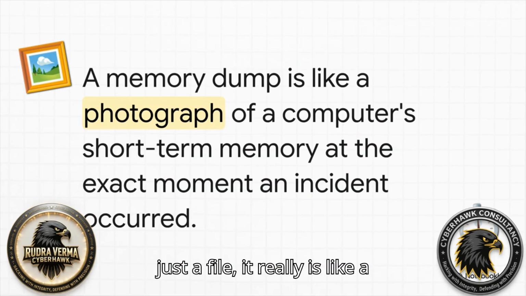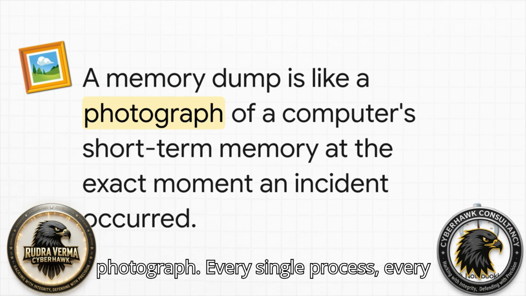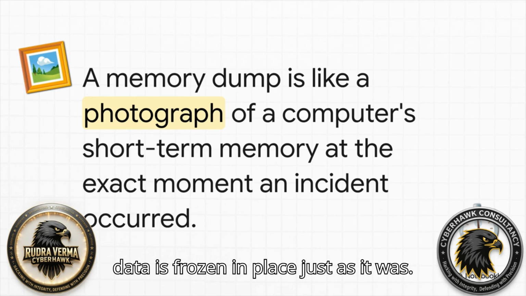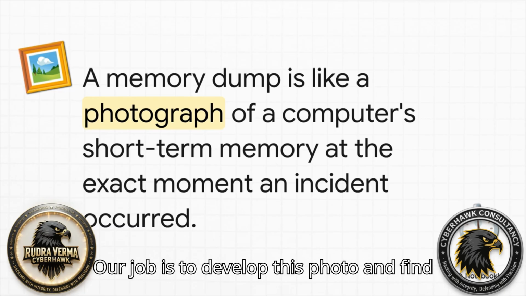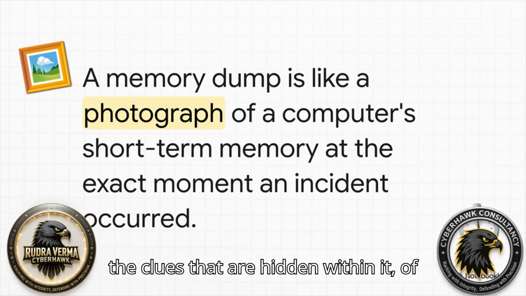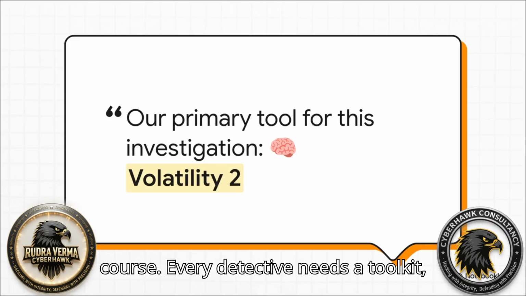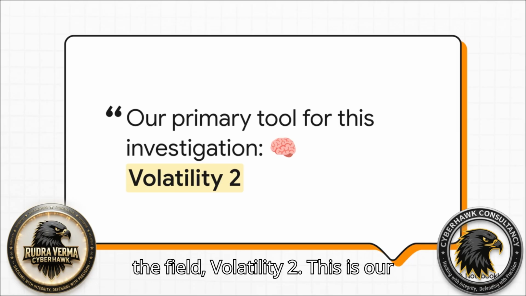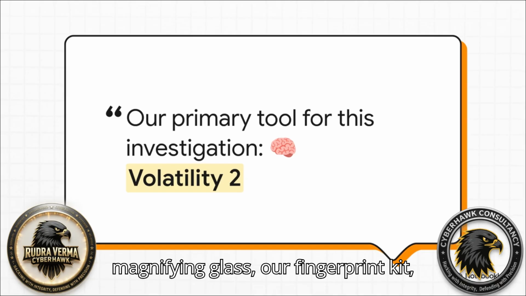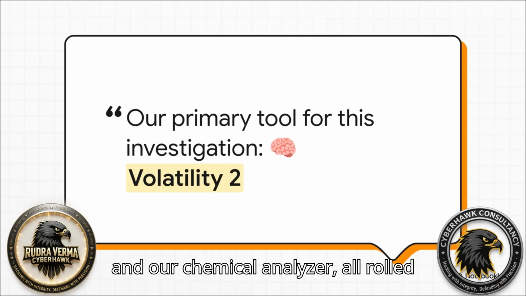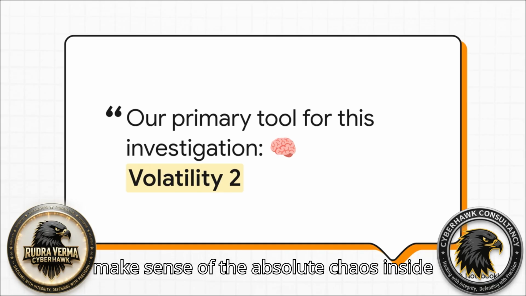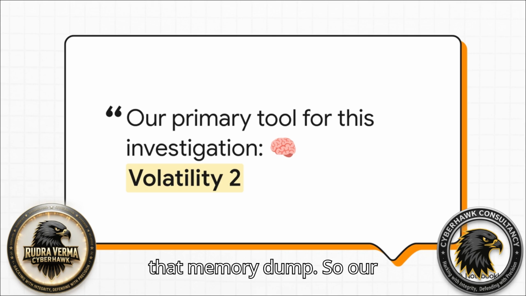That memory dump isn't just a file, it really is like a photograph. Every single process, every network connection, every little piece of data is frozen in place just as it was. Our job is to develop this photo and find the clues that are hidden within it. Of course, every detective needs a toolkit, and ours is one of the most powerful in the field, Volatility 2. This is our magnifying glass, our fingerprint kit, and our chemical analyzer all rolled into one incredible package. It's the framework that's going to allow us to make sense of the absolute chaos inside that memory dump.